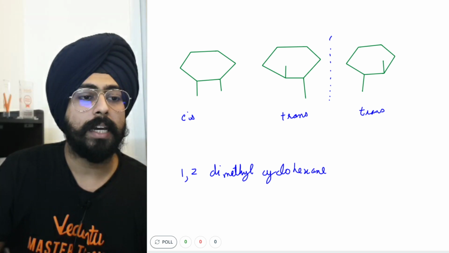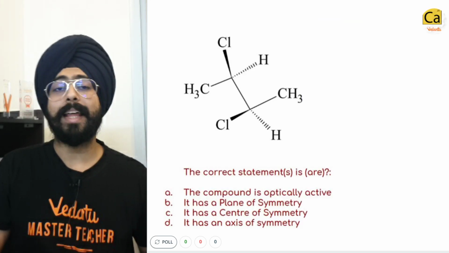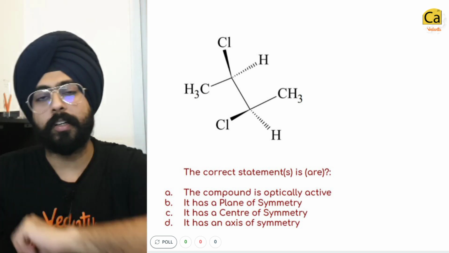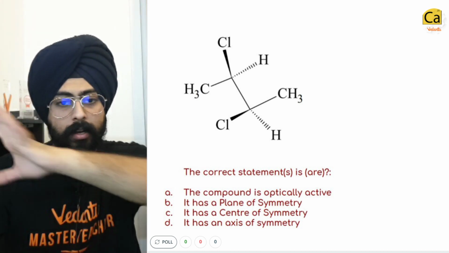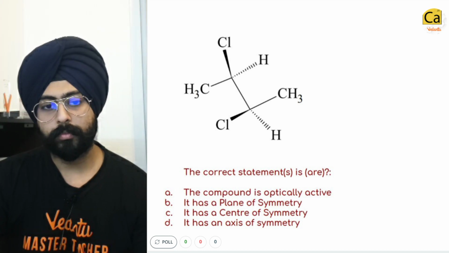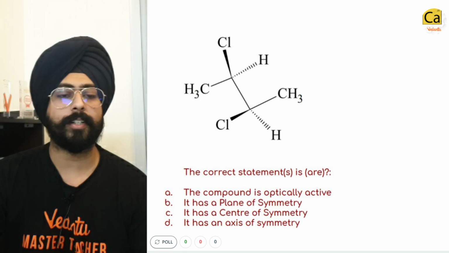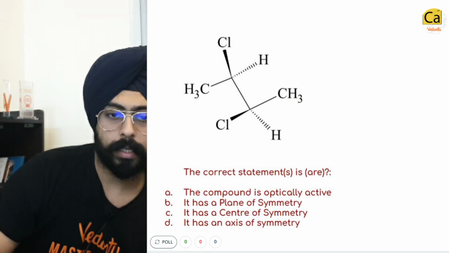Next question is also something that we have solved in Epic GOC, but is supremely relevant to this particular class as well. A compound in front of you, wedge dash structures are given. You need to figure out what the correct statements are. Tell me.